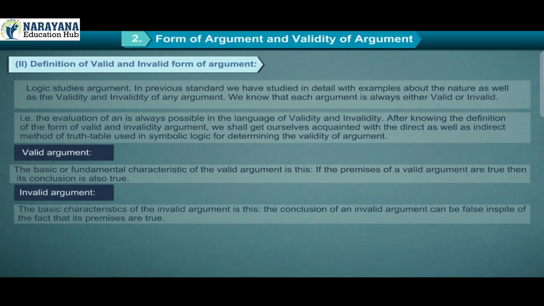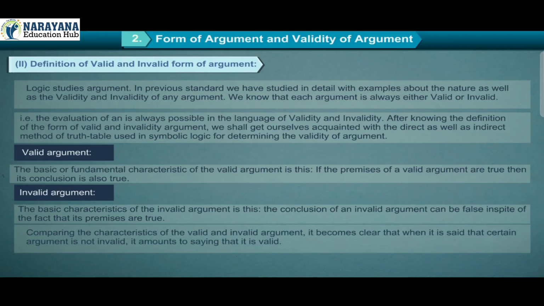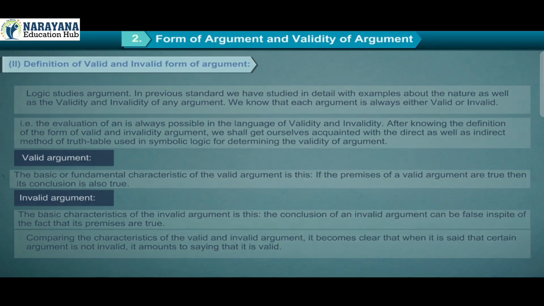The basic characteristic of the invalid argument is this: the conclusion of an invalid argument can be false in spite of the fact that its premises are true. Comparing the characteristics of the valid and invalid argument, it becomes clear that when it is said that a certain argument is not invalid, it amounts to saying that it is valid.